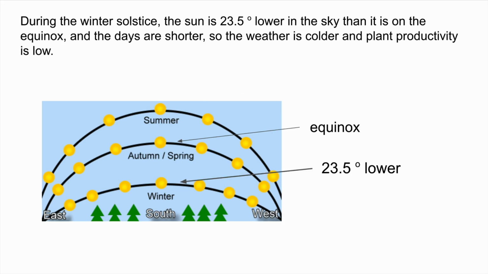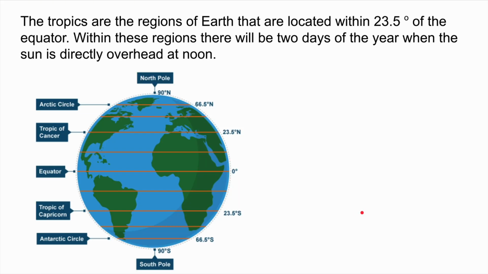Whereas in the winter months, what we're going to find is that the sun is 23.5 degrees lower in the sky than it was at equinox, which means the sun's light is more spread out and less concentrated, and the sun is up for less time. And that makes it colder, and it reduces plant productivity.